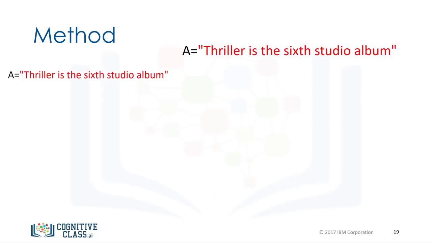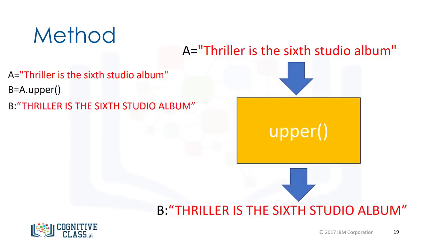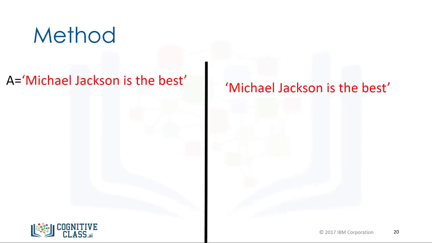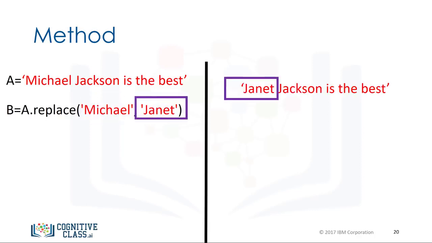This method converts lowercase characters to uppercase characters. In this example, we set the variable a to the following value. We apply the method upper and set it equal to b. The value for b is similar to a, but all the characters are uppercase. The replace method replaces a segment of the string, i.e., a substring, with a new string. We input the part of the string we would like to change. The second argument is what we would like to exchange the segment with. The result is a new string with the segment changed.